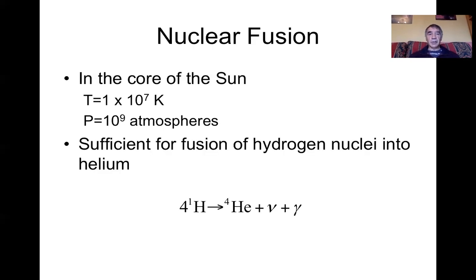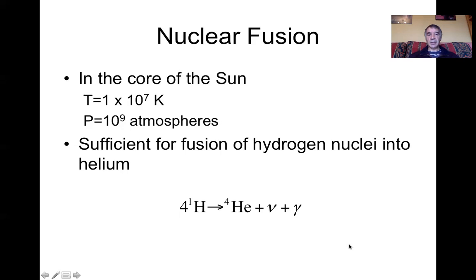So those conditions are so extreme that you can get this kind of reaction going. We've already said that the sun is mainly made of hydrogen, and in the center of the sun, you've got hydrogen nuclei. So again, just protons flying around at high speed and pushing them together in the high densities. You can get them close enough together that nuclear forces come into play and the two protons can start to stick together.